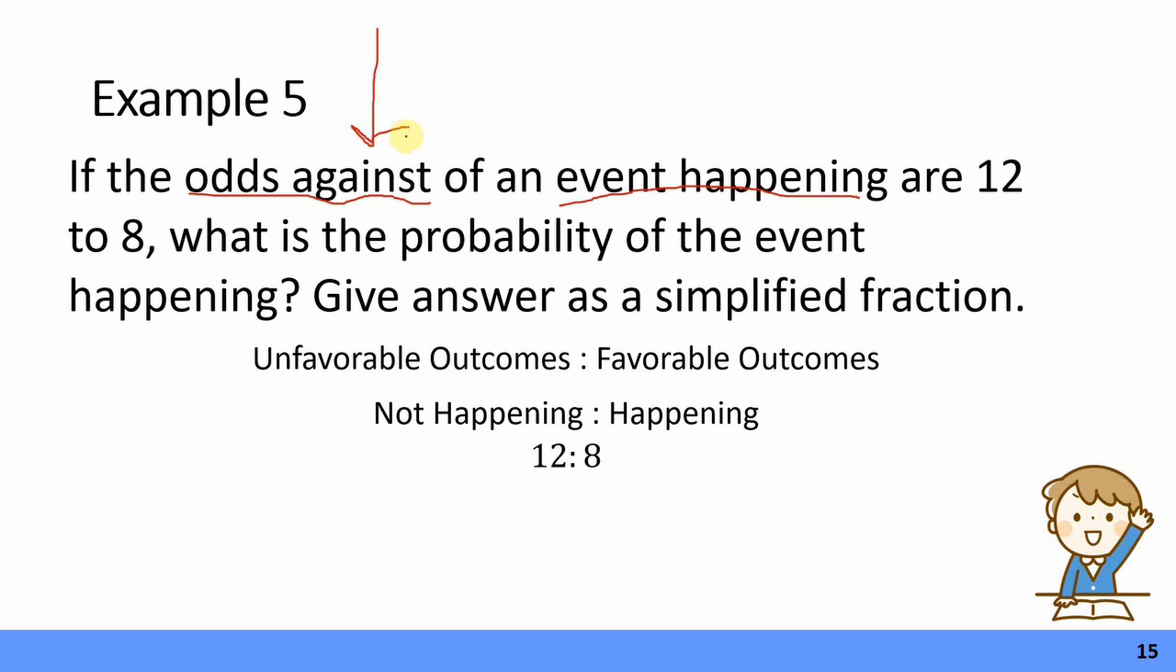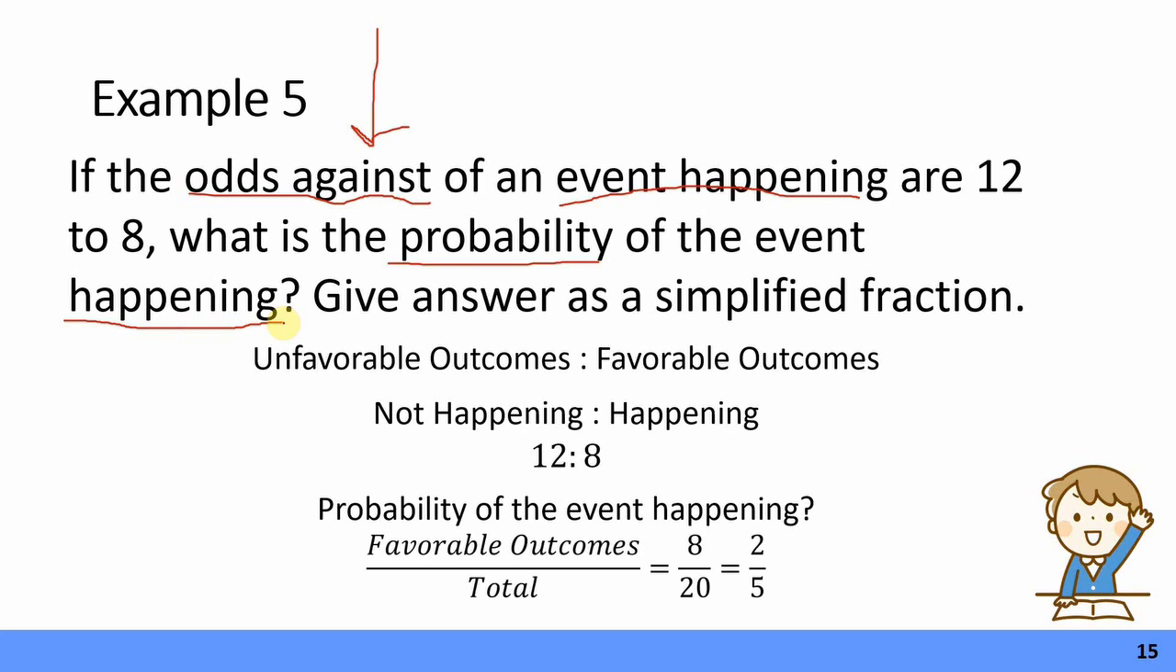Now, the question is, what is the probability? As soon as you see the word probability, you know we're going to have a fraction and we have to have a total. So my total is going to be 12 plus 8, which gives me 20. So my probability is going to have a 20 as a denominator. Now, what is the probability of the event happening? What's going to be the numerator then?